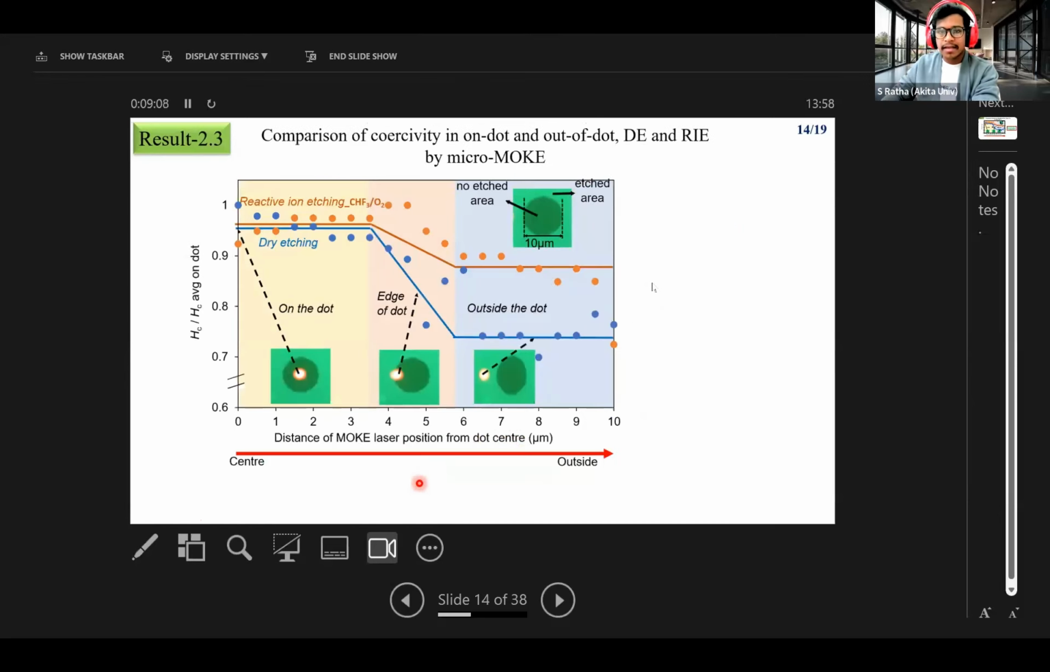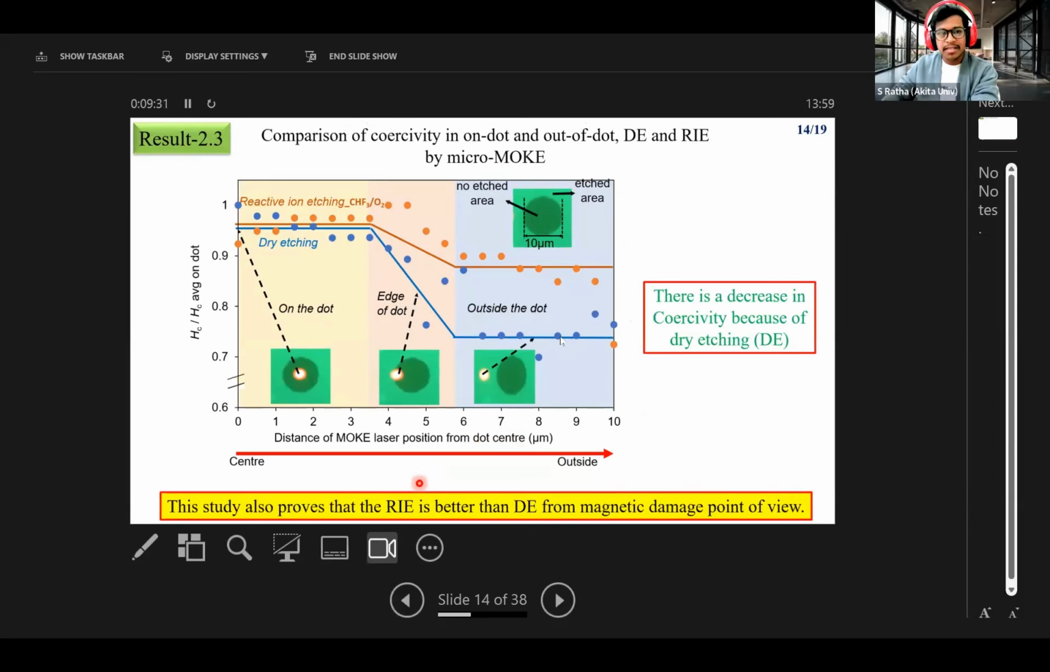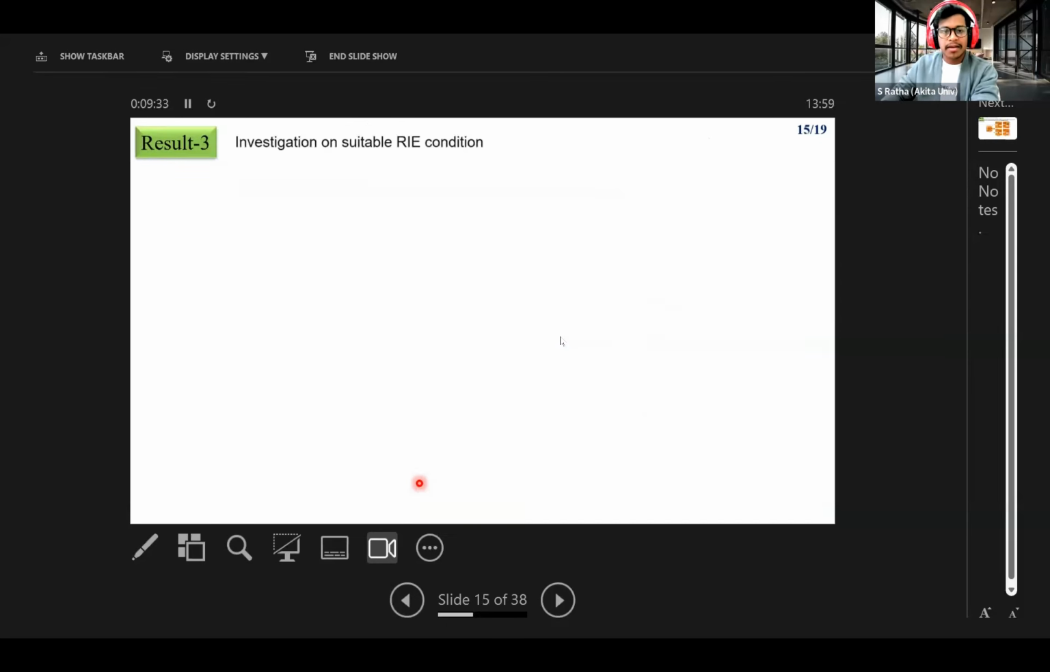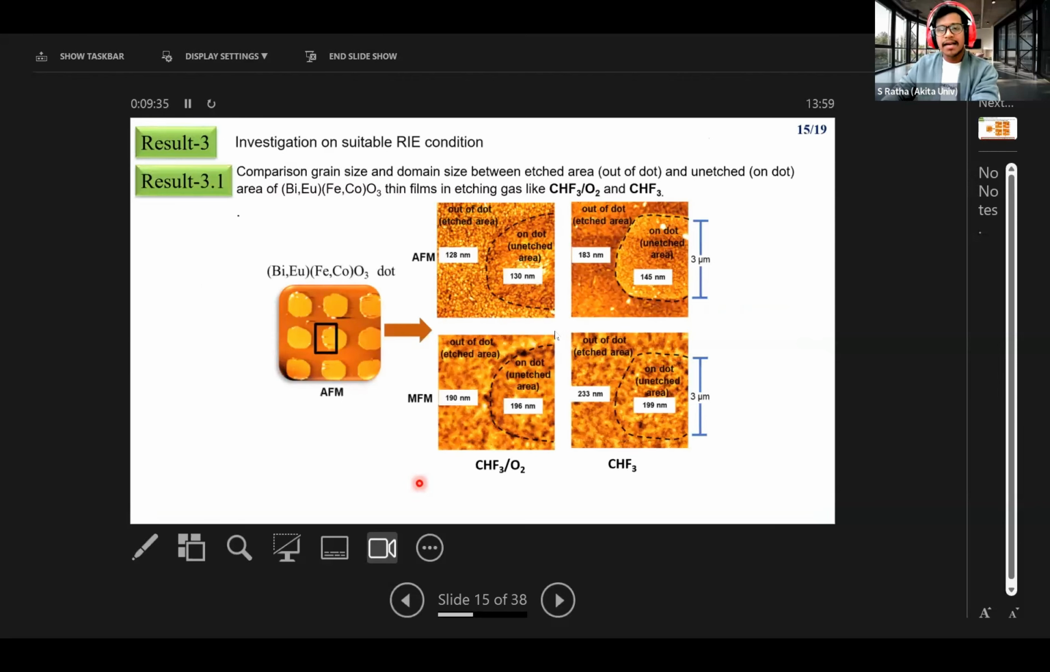To confirm it again, we studied the change in coercivity by a micro-MOKE measurement system. You can see this center area is the dot center, and the outer area is the etched area. When I take my laser from the center to the out-of-dot area, in the case of dry etching, this green one, it is changing drastically. That means here also we found that in the case of dry etching the magnetic damage is high with respect to reactive ion etching. As I said, dry etching is not good with respect to reactive ion etching.